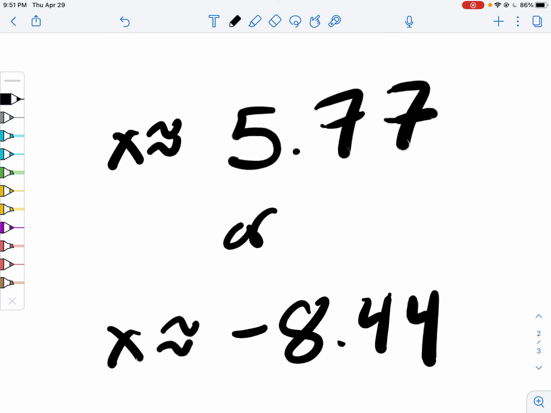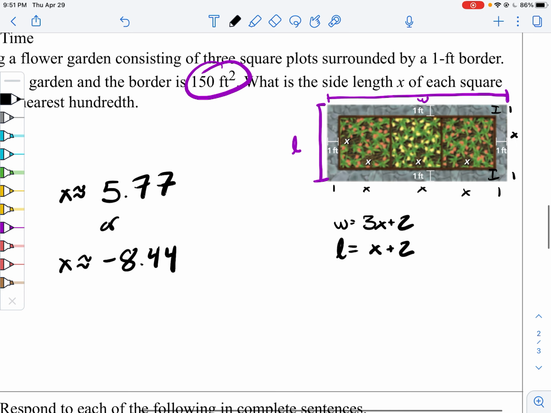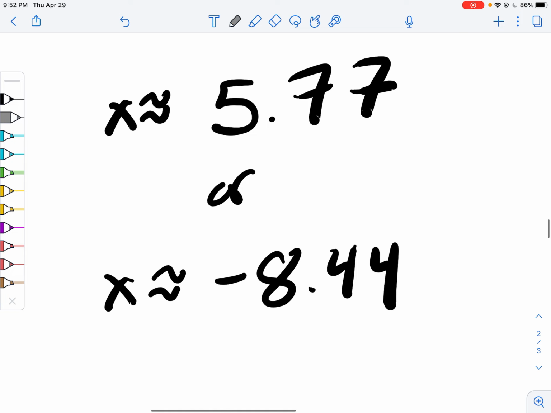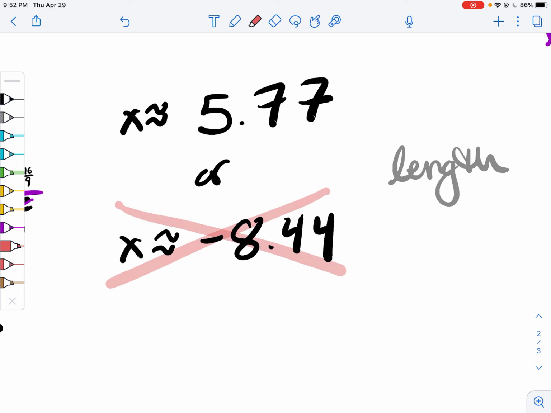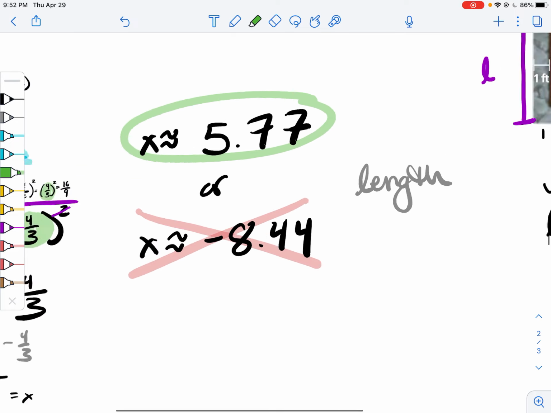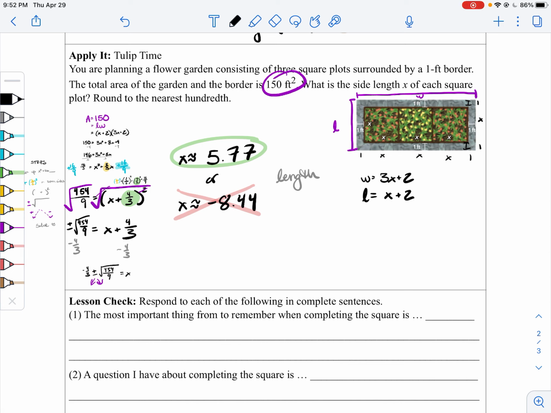Which one is correct? Well, let's remember what x represented. X is a length of a square. So which one of these is a length? Last time I checked, you can't have negative length. You can't have negative length. So you must go with your positive answer. I need to make my squares approximately 5.77 feet.